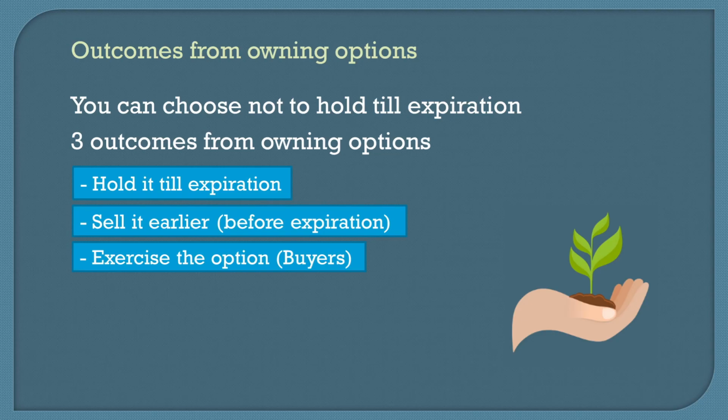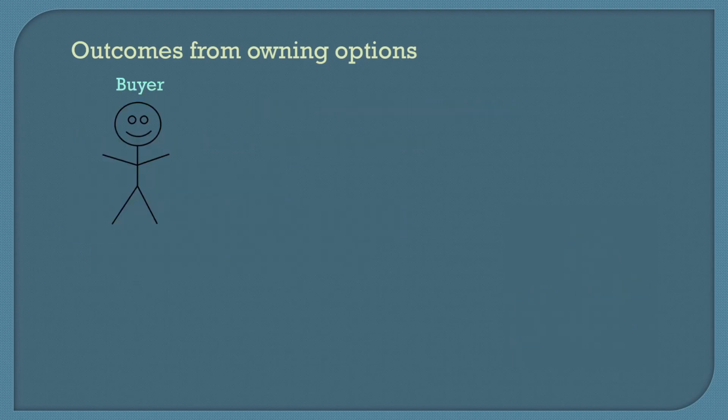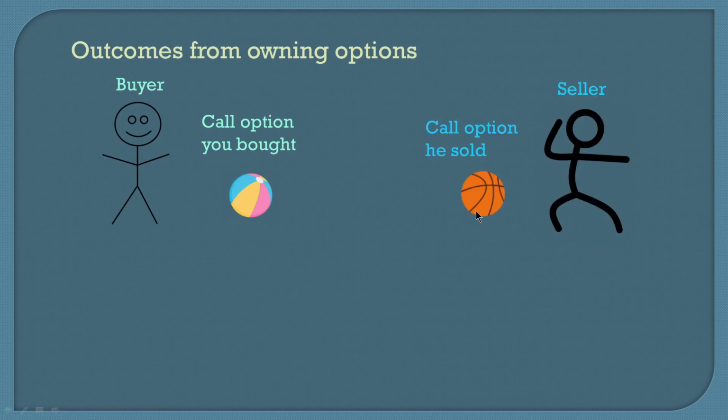Let me give you an example to help you understand how this works. We are looking at a typical option transaction here. This is you and you are the buyer. This beach ball is the call option that you bought. Now on the opposite side is the seller and the basketball refers to the call option he sold you. Now at any time before expiration, you can sell the option that you own. So what happens is someone else can buy this beach ball from you and they will be the owner of the ball.